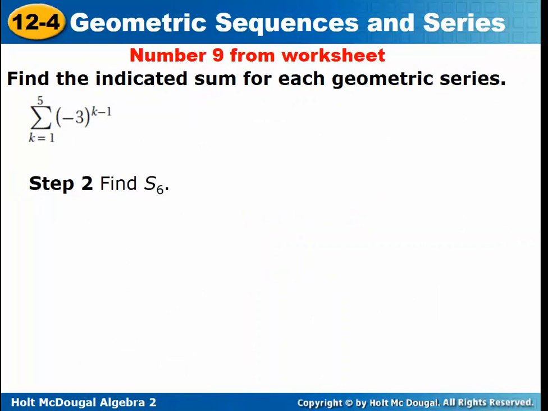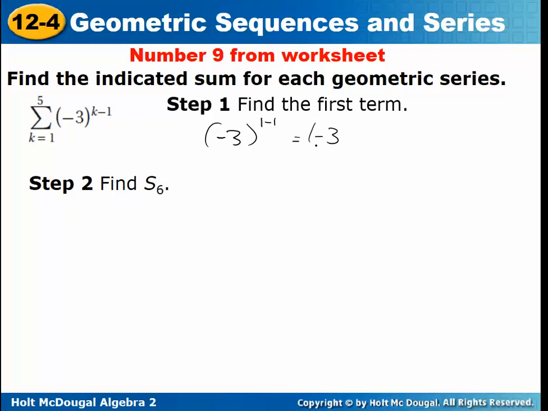Okay. All right, this is one from your worksheet. We are going to find the sum from k equals 1 to 5 of -3 to the k minus 1. So our first step is to find the first term. So we are going to plug in 1 for k. So we'd have -3 to the 1 minus 1. 1 minus 1 is 0.